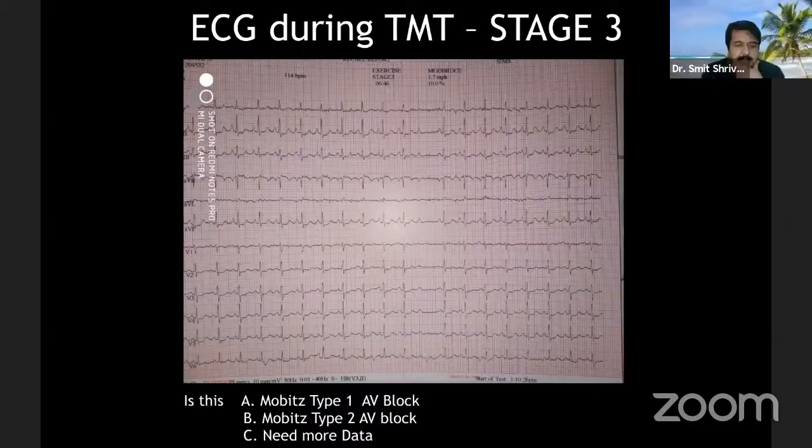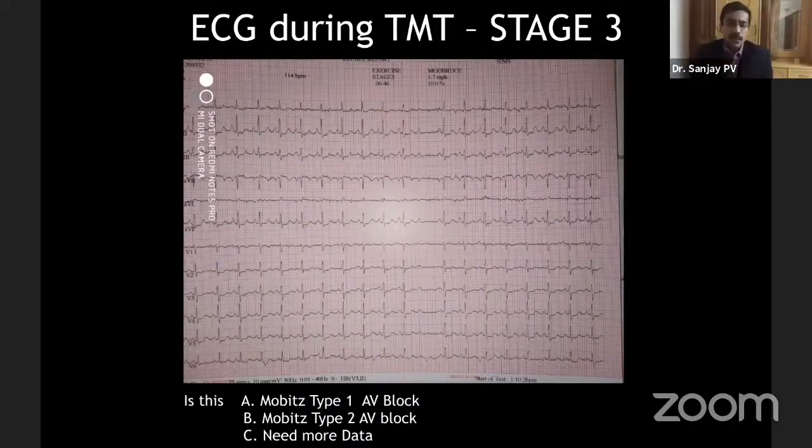Dr. Sanjay, it's 100% for Mobitz type 2. Yeah, so I think they got the information that there's definitely no progressive increase in the PR interval. The PR interval is fixed, and you have a dropped P wave, and this is definitely Mobitz type 2.